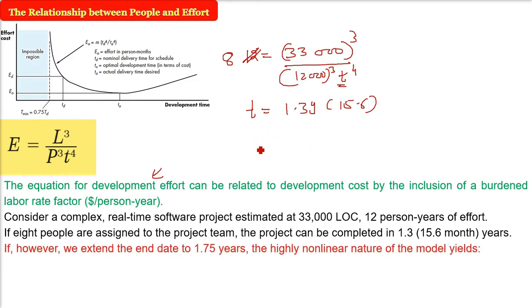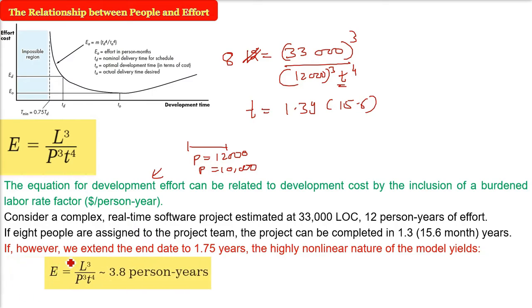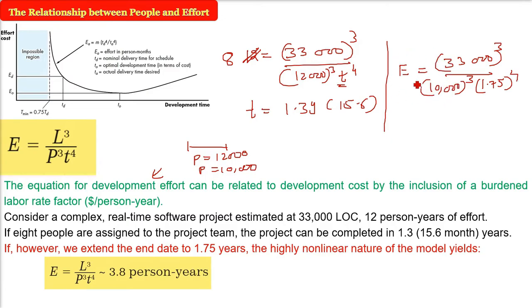Now, if we extend the end date to 1.75 years, that is, T from 1.3, if I am changing it to 1.75 years, what will happen? This is the highly non-linear nature of the model. Now, if I am stretching, I have to use P as 10,000. You can calculate. I'm just writing the equation now. The effort will be L is 33,000, P I am taking as 10,000 because we have stretched it, and time is 1.75 to the power 4. When you compute it, the effort in person years will come as 3.8.